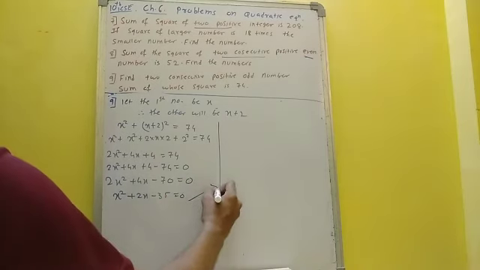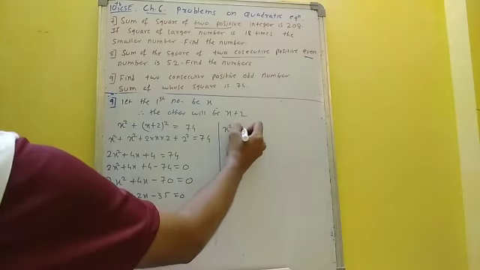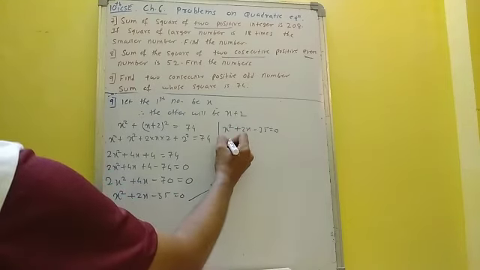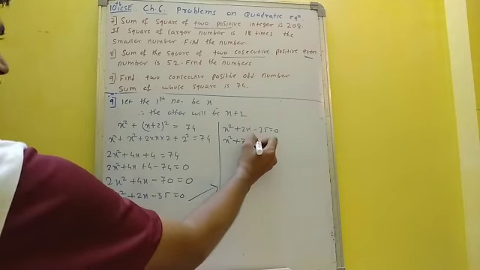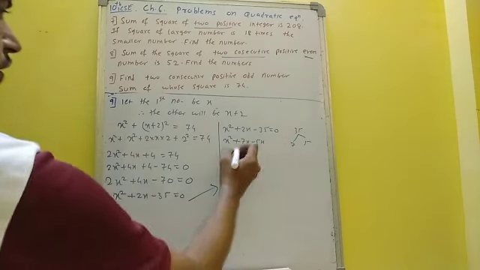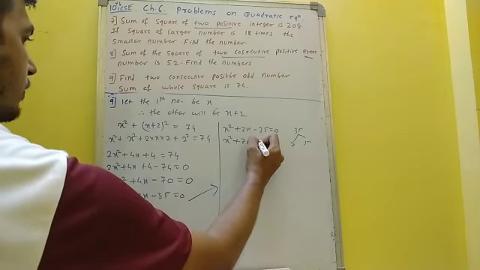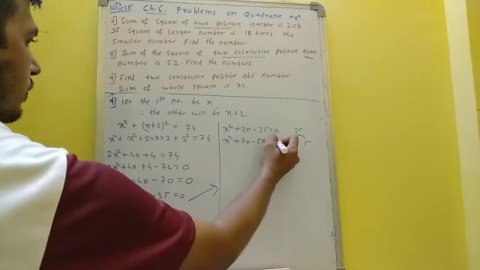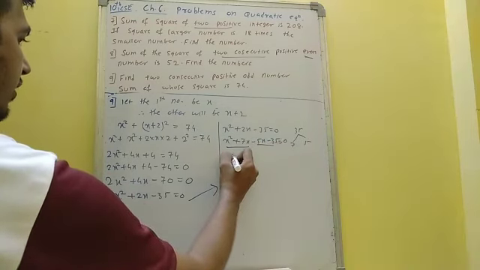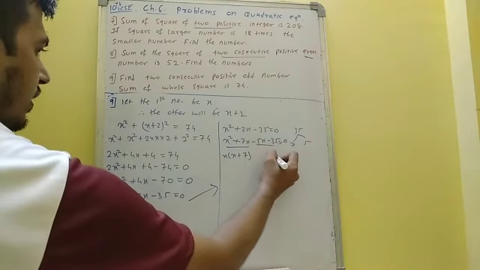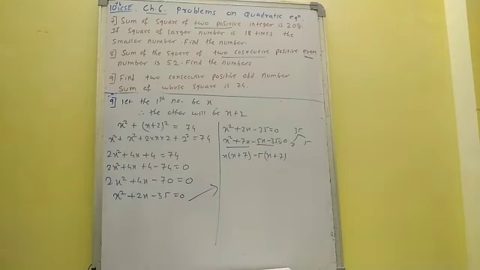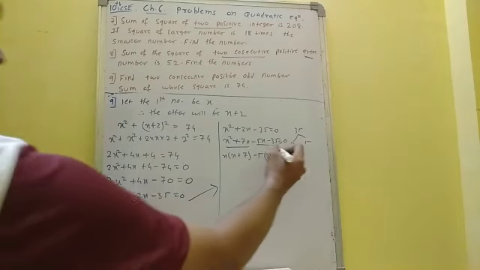I will write this the same way over there. X square plus 2x minus 35 is equal to 0. So we can split it as x square plus 7x minus 5x, since 7 times 5 is 35. Okay, so I will take x common. I will have x plus 7, taking minus 5 as common. Okay, so signs have changed, so the minus sign is over here.